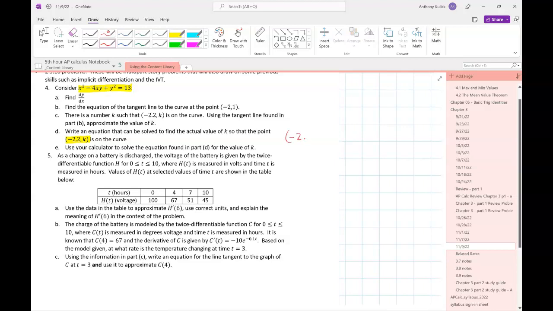So I'd have negative 0.22 squared minus 4 times negative 0.22 K plus K squared equals 13. And then you could simplify that, but that right there is fine. So in C, you're plugging it into the tangent line, but in D, you're plugging it into the curve. In part C, you're approximating using the tangent line. In part D, you're going to find the actual value for K. So D, we just set it up. E, we're going to solve it.